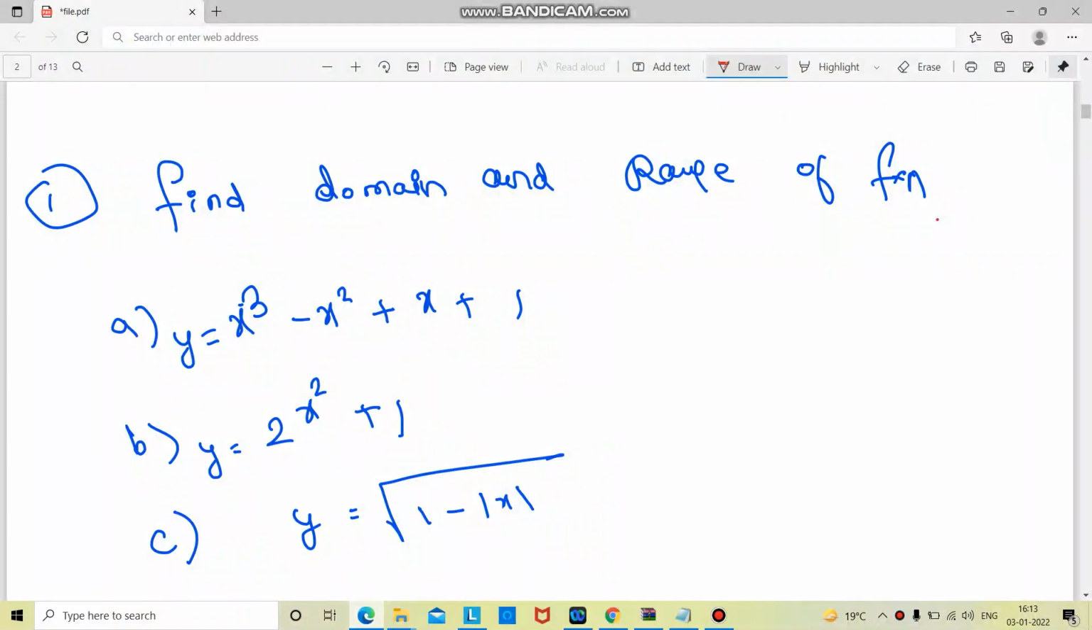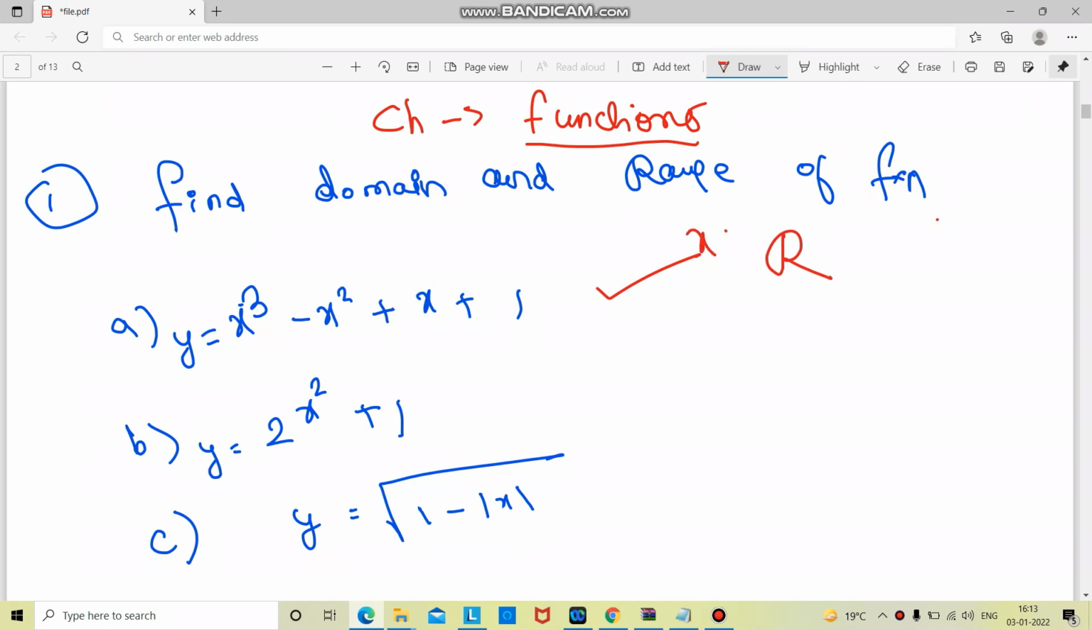Today we will discuss some more questions on chapter functions. We have to calculate the domain and range of the given functions. This is a polynomial function, so it is defined for x belongs to R. Its domain is R. And range, as we know that all odd degree polynomials have range R, so its range would also be R.